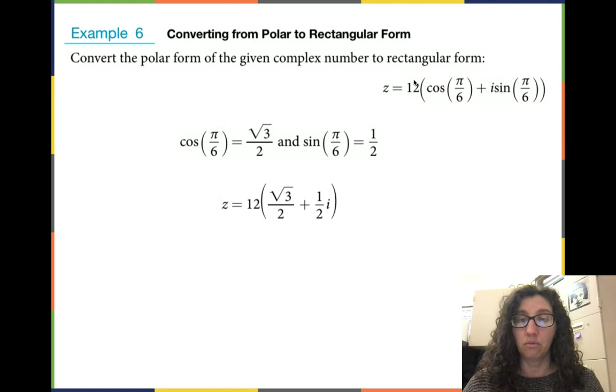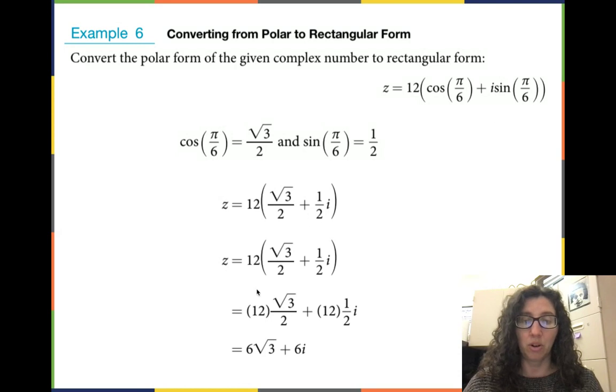12 times square root of 3 over 2 plus 1/2 i. Now we just do algebra. Okay, we multiply 12 times this, and 12 times that, and simplify. We get 6 times square root of 3 plus 6i.